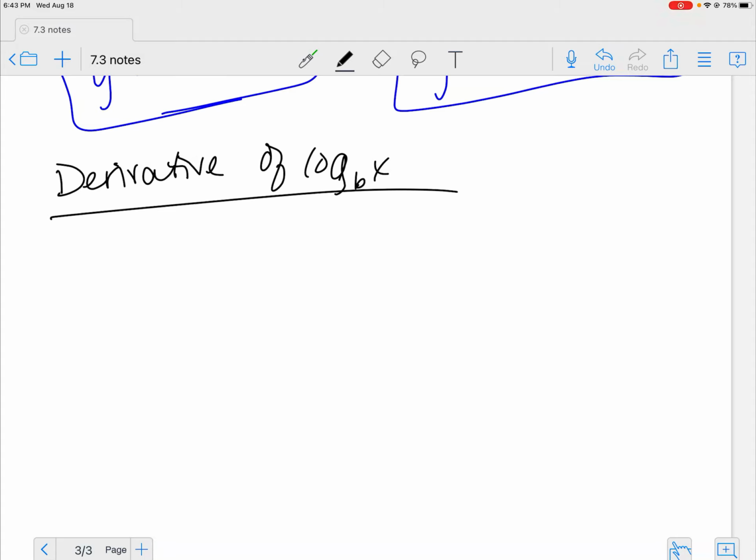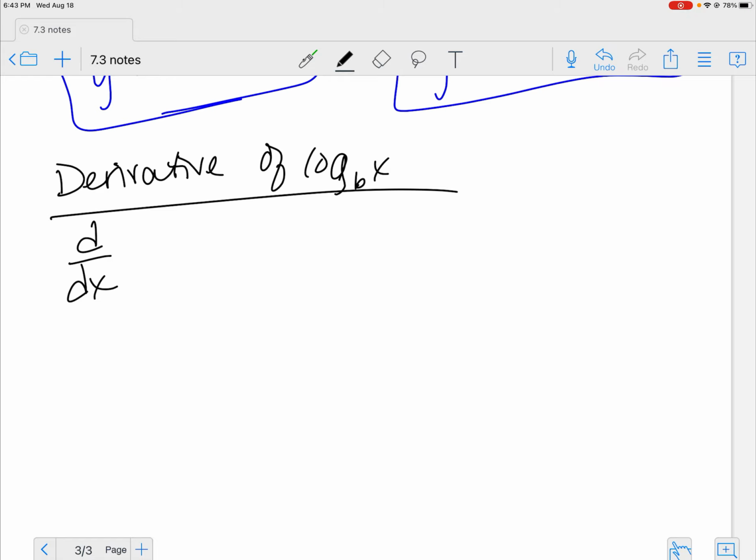Okay. So we've looked at our exponentials with a base. Now we're going to look at our logs with a base. Now here's the thing. There's not an integral that goes with it. There's only a derivative for log with a base. So learn that, love that.